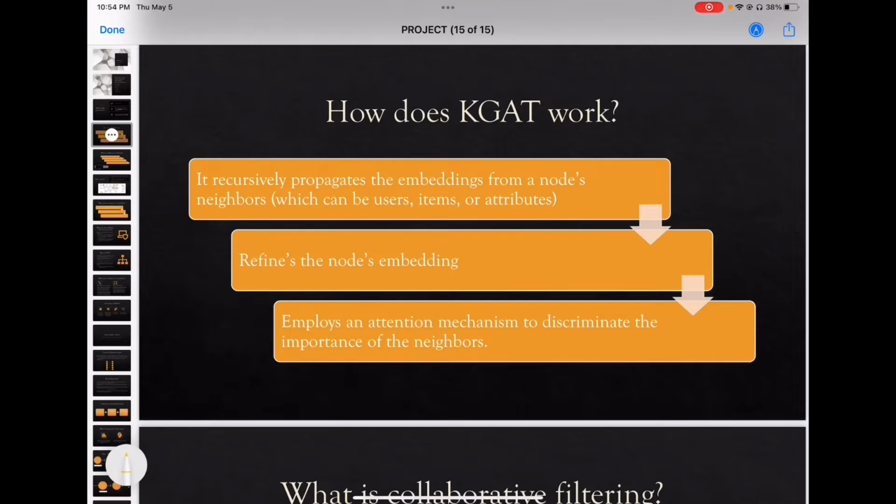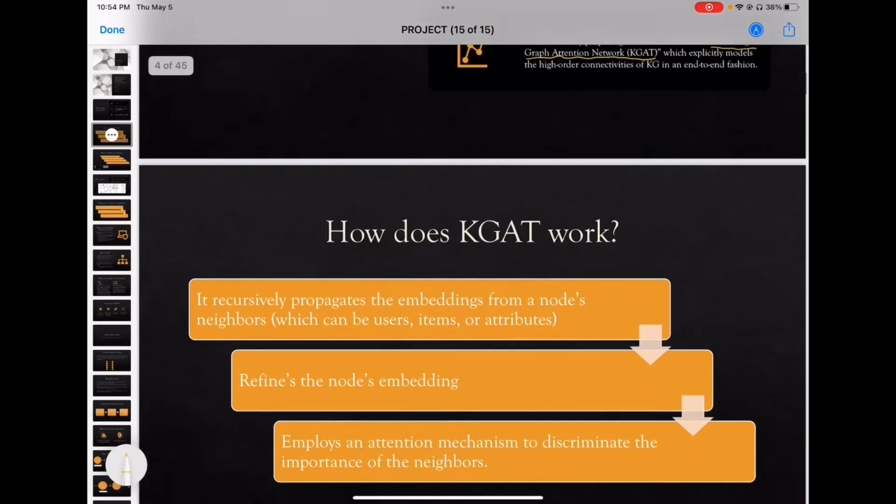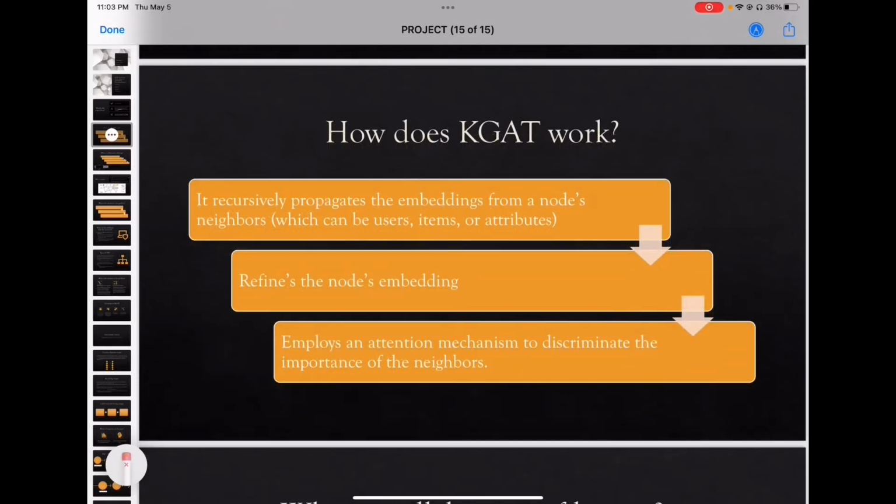So how does this KGAT that we outlined here work? It recursively propagates the embeddings from a node's neighbors, which can be users, items, or attributes, to refine the node embeddings and employs an attention mechanism to discriminate the importance of neighbors.